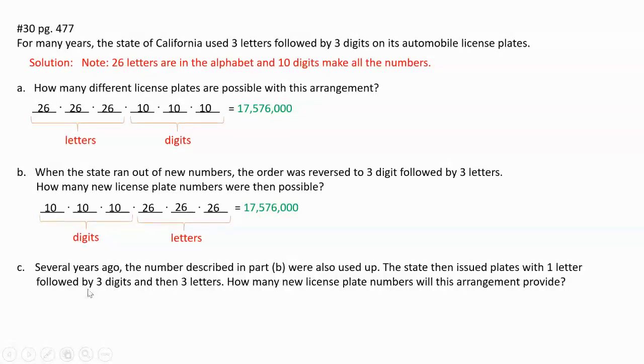Okay, now let's see part C. Several years ago, the numbers described in part B were also used up. The state then issued license plates with 1 letter followed by 3 digits and 3 letters. How many new license plate numbers will this arrangement provide? Hey guys, check this out. By adding 1 letter in front, the same scenario as part B, look what happens when you add 1 letter to the license plate. Let's see how many license plates are possible. It'll be 26 times 10 times 10 times 10 times 26 times 26 times 26.